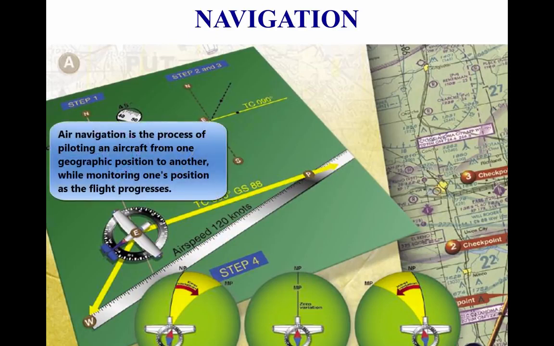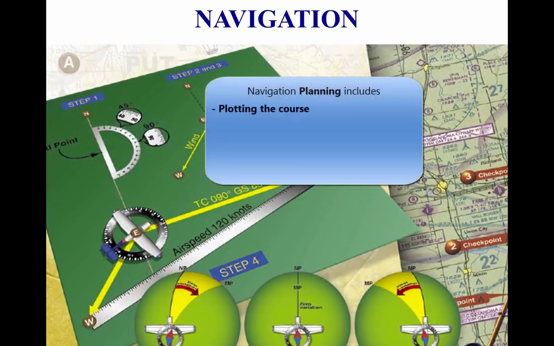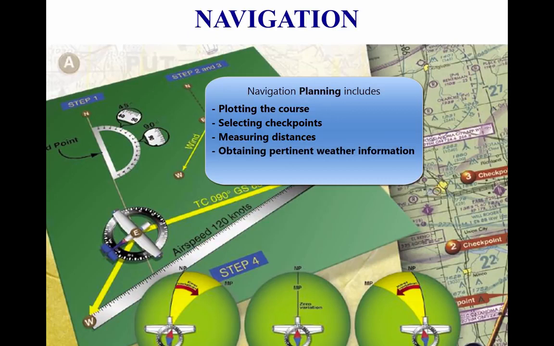Air navigation is the process of piloting an aircraft from one geographic position to another while monitoring one's position as the flight progresses. It introduces the need for planning, which includes plotting the course on an aeronautical chart, selecting checkpoints, measuring distances, obtaining pertinent weather information, and computing flight time, headings, and fuel requirements.